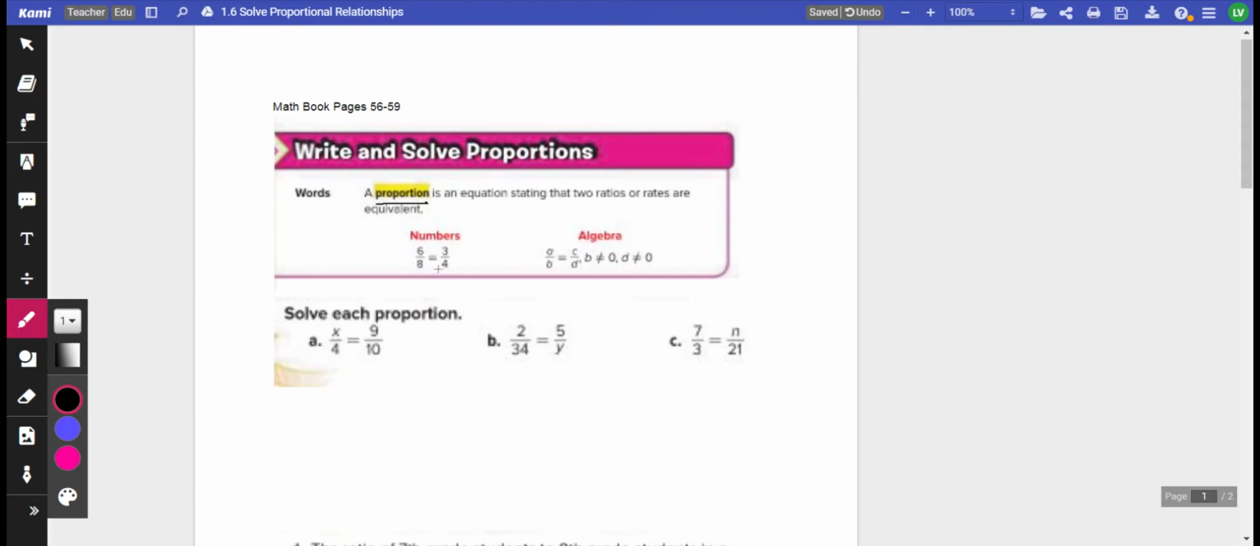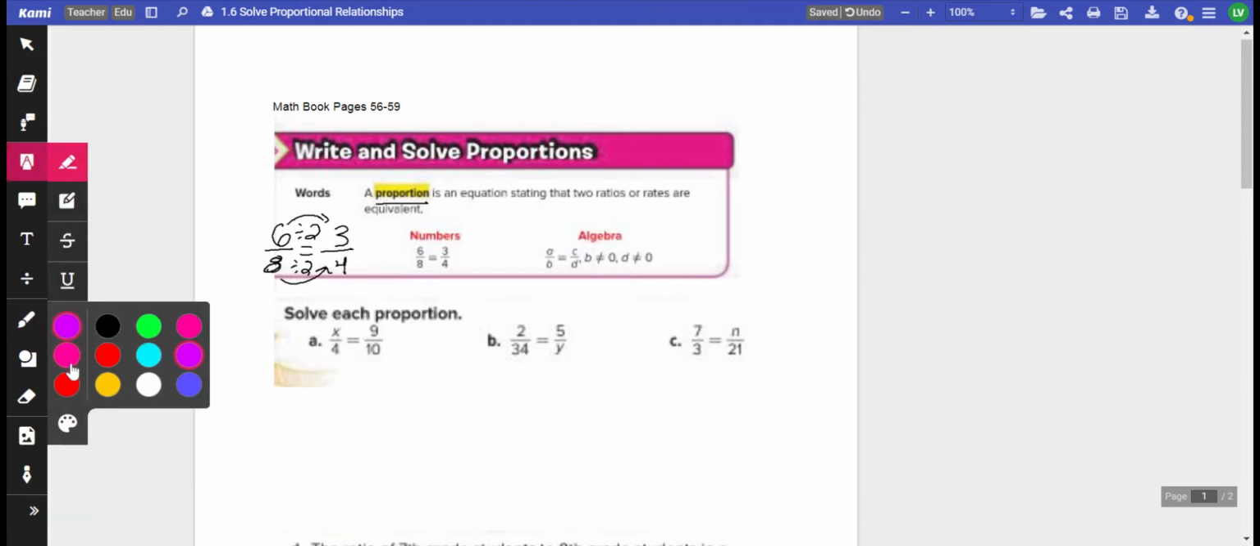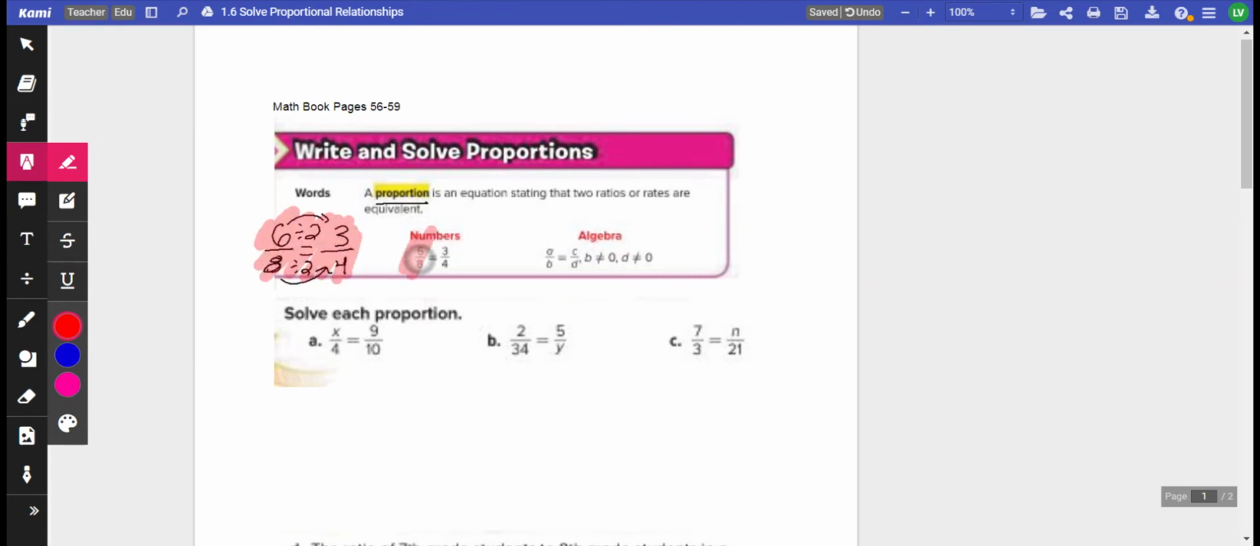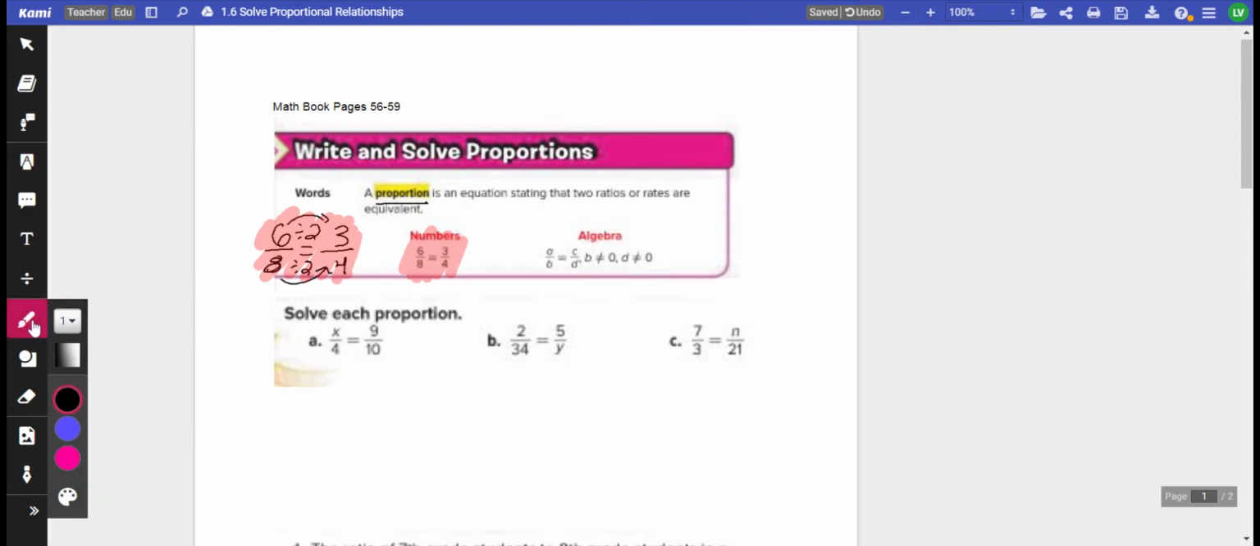If you were to take the ratio of 6/8, you can simplify this by taking 2 out of both of them. 6 divided by 2 gives you 3. 8 divided by 2 gives you 4. Hence, this left side equals this right side. So we're going to try this.